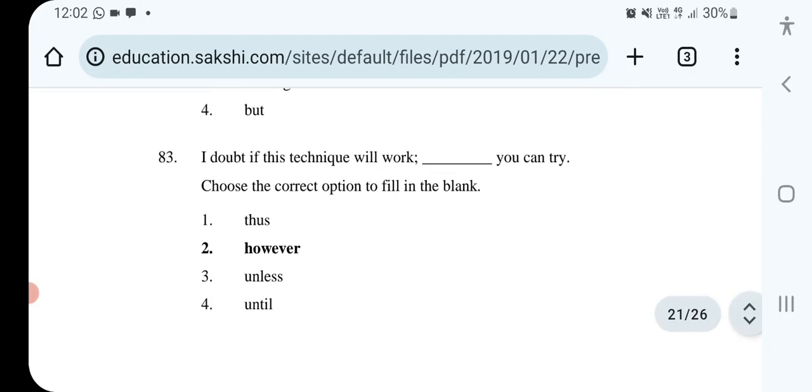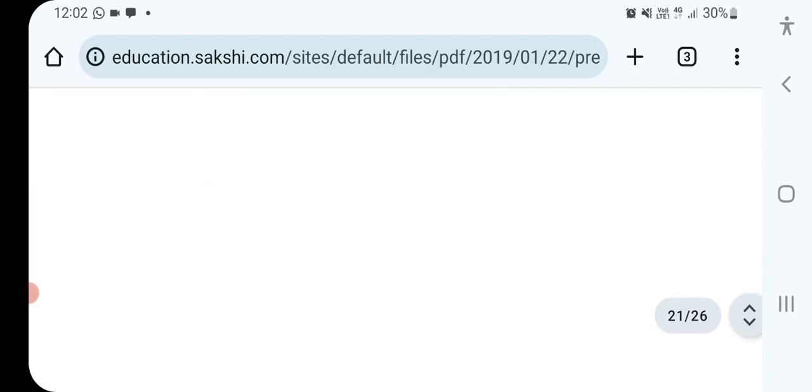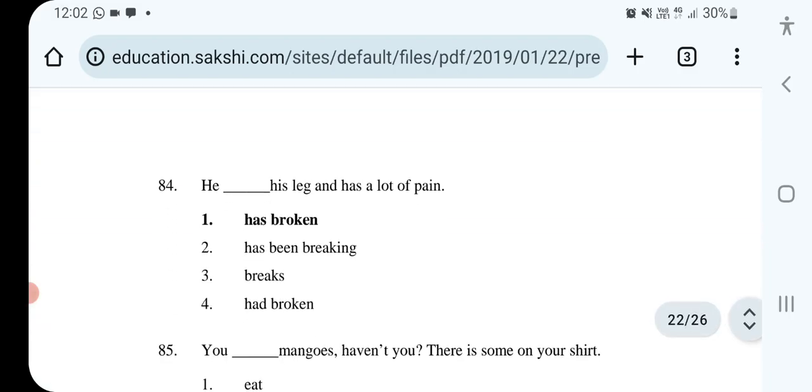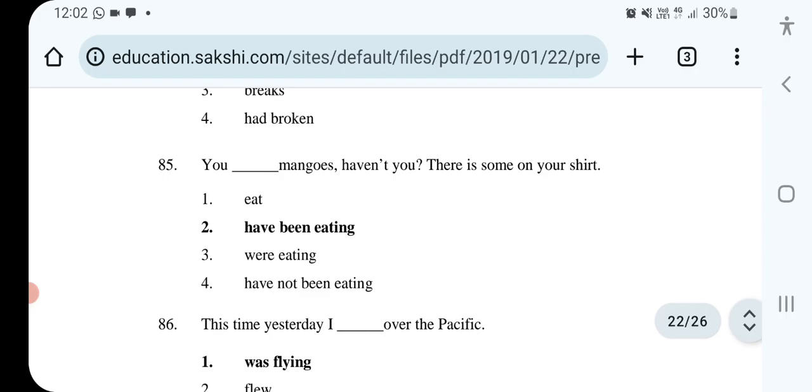I doubt if this technique will work. However, you can try. He has broken his leg and has a lot of pain. You have been eating mangoes, haven't you? There was some on your shirt.